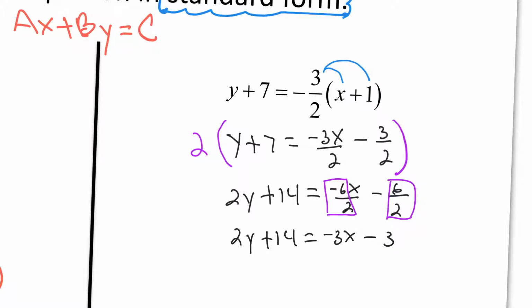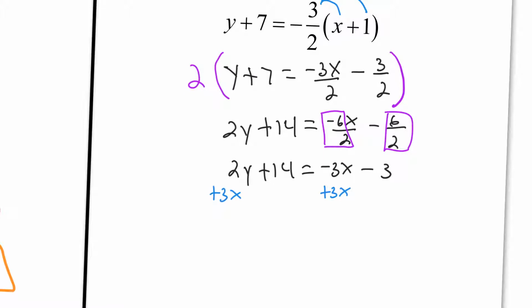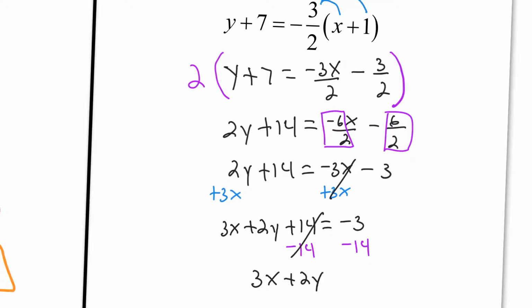We don't have fractions, but the x and the y are not on the same side. So the x minus 3, I do the opposite, plus 3x. I want the x and the y on the same side. So I'm going to have positive 3x plus 2y plus 14 equals, this is gone, negative 3. The 14 has to go to the other side, so I'm going to subtract. I do the opposite. So I will have 3x plus 2y, that's gone, equals negative 17.